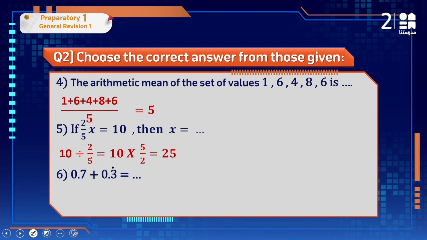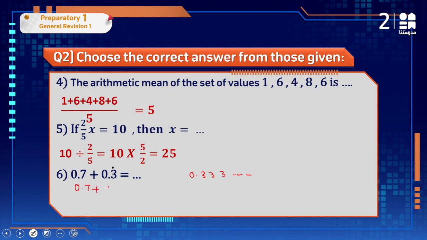Number 6. 0.7 plus 0.3 with a dot above the 3, and that means 0.333, where 3 is repeated many times, or forever. To add them, we have choices here: 1, 3.7, 0.37, or 1 and 1/3, 1 over 30. So let's add them.